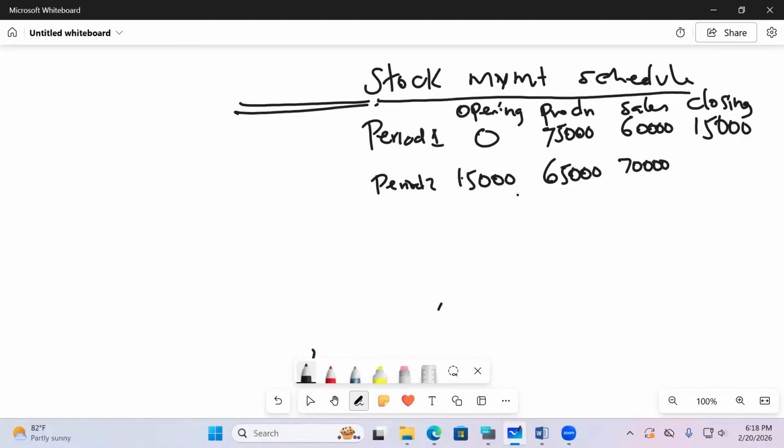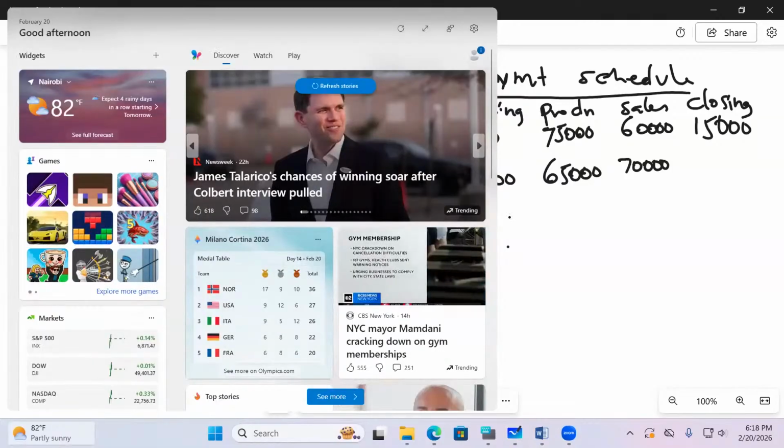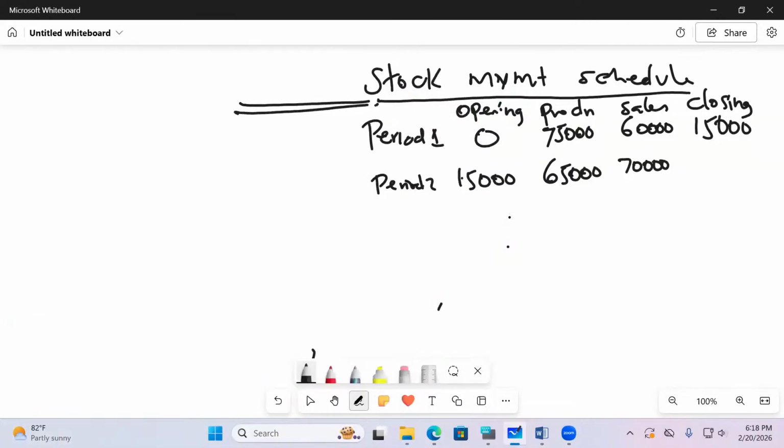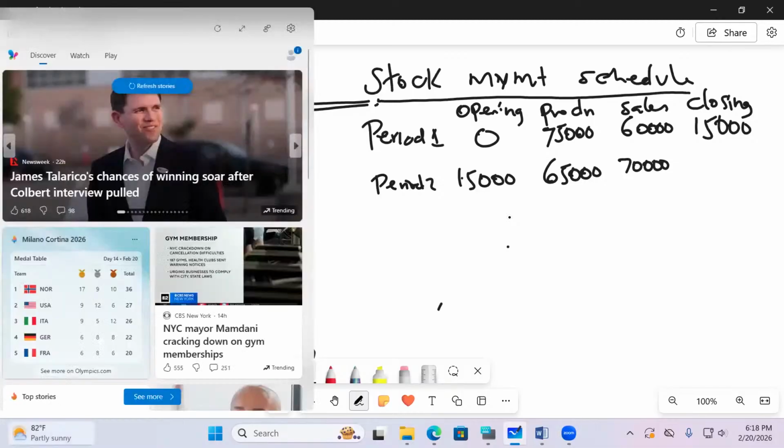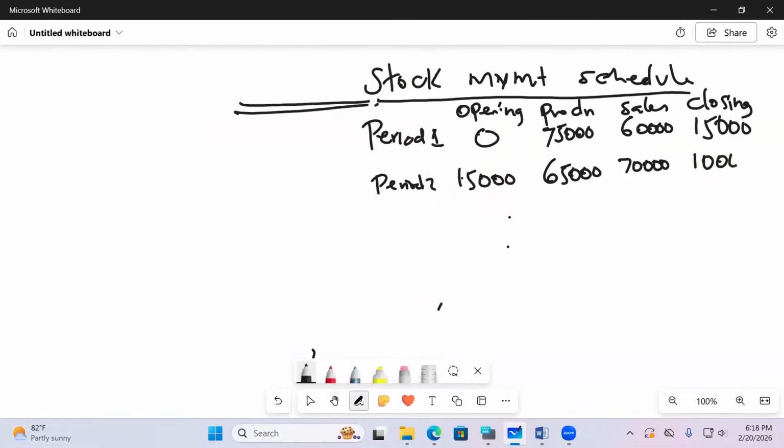So please look at period 2. Goods available for sale are coming to how much here? They're 80,000, because it is 15,000 plus 65,000, which gives me 80,000. And we managed to sell how many at the end of the day? 70,000. So in that case, we have 10,000 closing stock. You're right. Thank you so much. So at least now this has been settled.